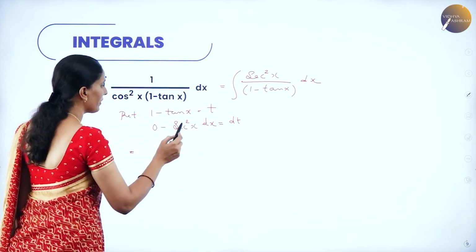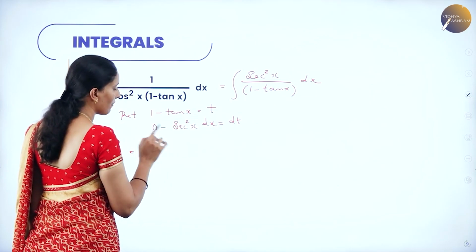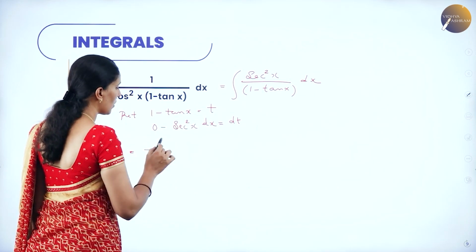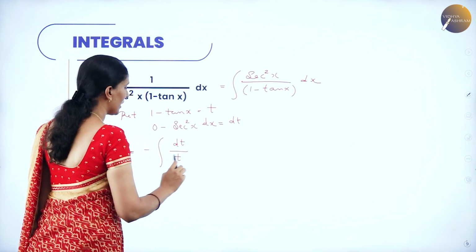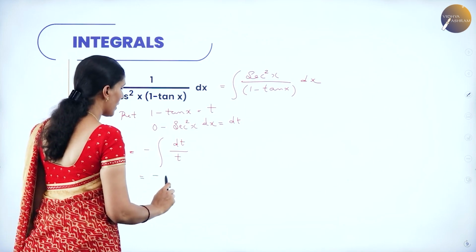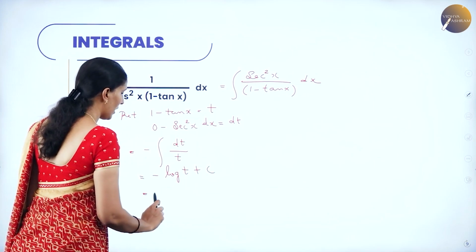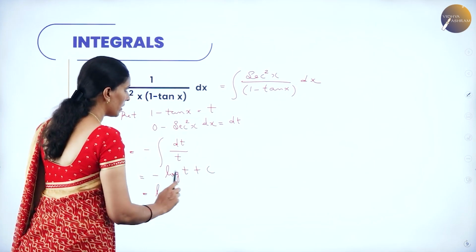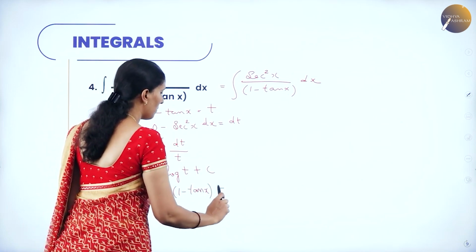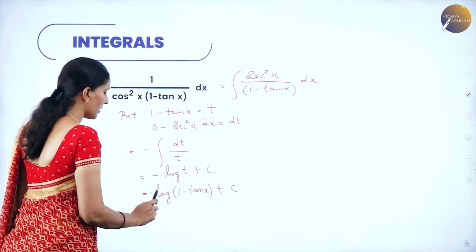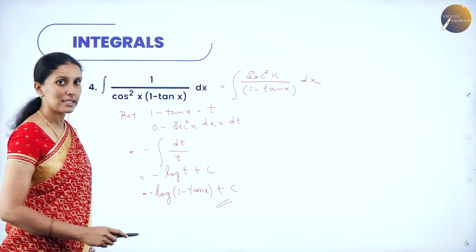So here it becomes, now in the place of secant square x dx, I need to substitute minus dt because I have negative here. So let me take minus outside, then I'll substitute dt, and 1 minus tan x I have taken as t. So therefore this becomes minus log t plus c. What is t I have taken? 1 minus tan x. So this is minus log of 1 minus tan x plus c.